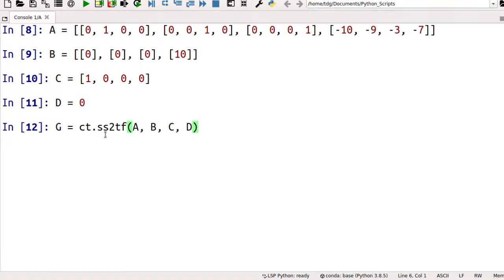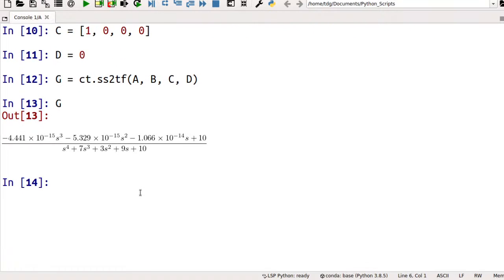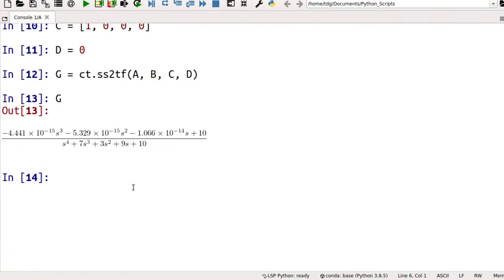So I will call this function ss2tf, pass in the state space model, and ask it to calculate the transfer function. Only one gotcha is that it is going to apply a certain numerical method to do that, so we might end up with certain round off errors, but don't worry about that. So this is the transfer function model they have given me. Now notice very carefully, we have certain round off errors. Look at the denominator.